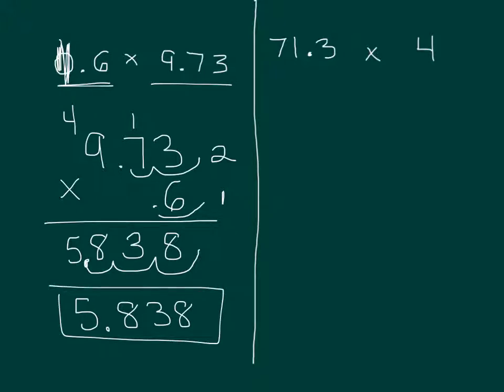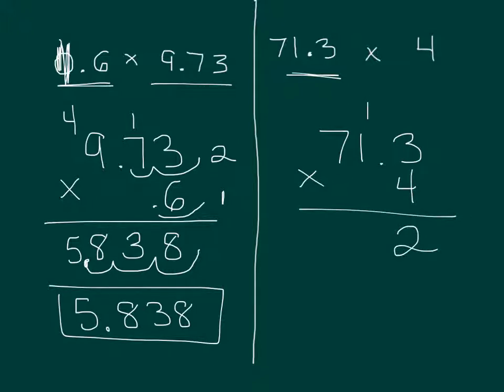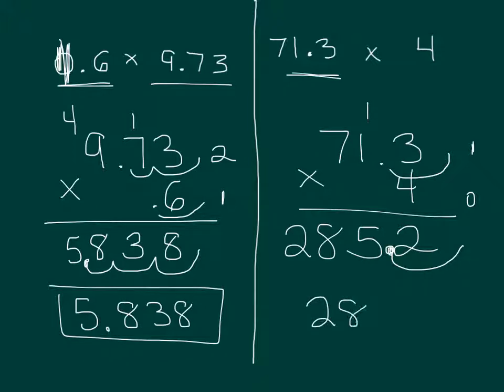Now the next one, I have 71 and 3 tenths times 4. The 71 and 3 tenths will go on top. 4 will go on the bottom. Now I multiply. 4 times 3 is 12. 4 times 1 is 4, plus 1 is 5. 4 times 7 is 28. And now the top factor has 1 decimal place, and the bottom factor doesn't have any. So altogether, that's 1 decimal place in my answer. So I move it over, and there we go. My answer is 285 and 2 tenths.